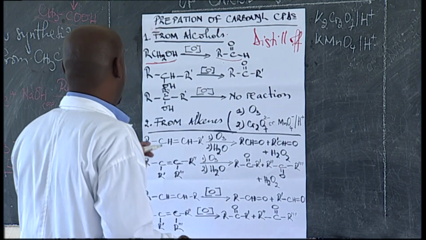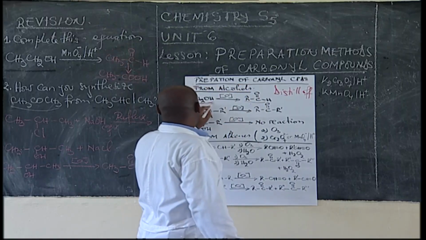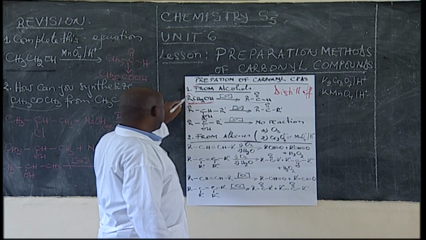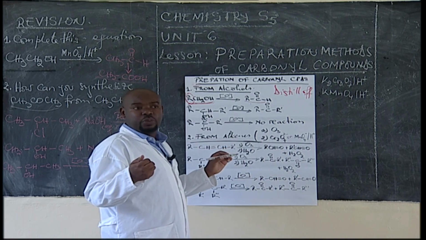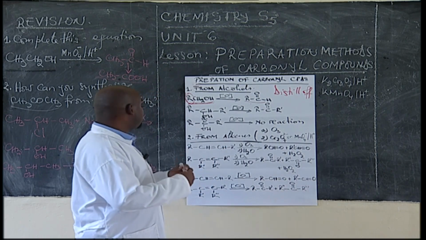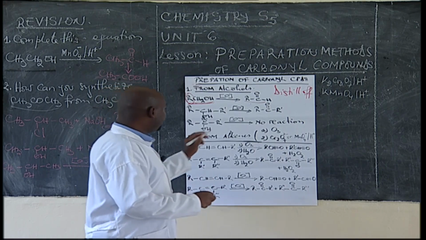So from a primary alcohol, you remember the meaning of this R. This R stands for an alkyl group. It can be replaced by CH3.